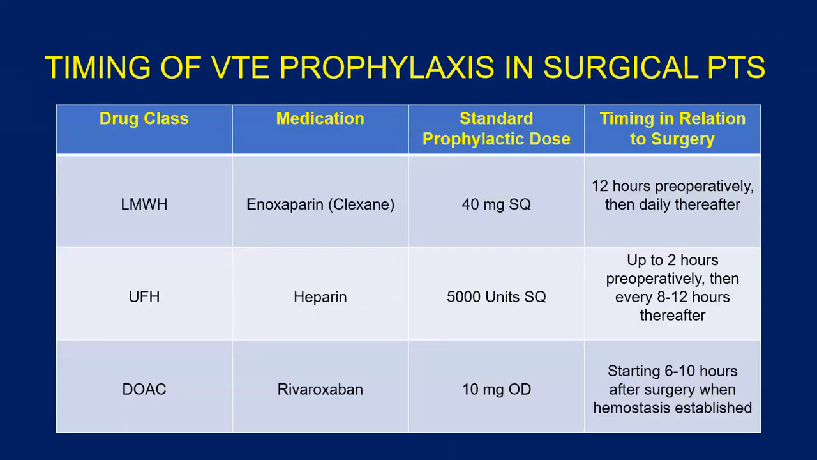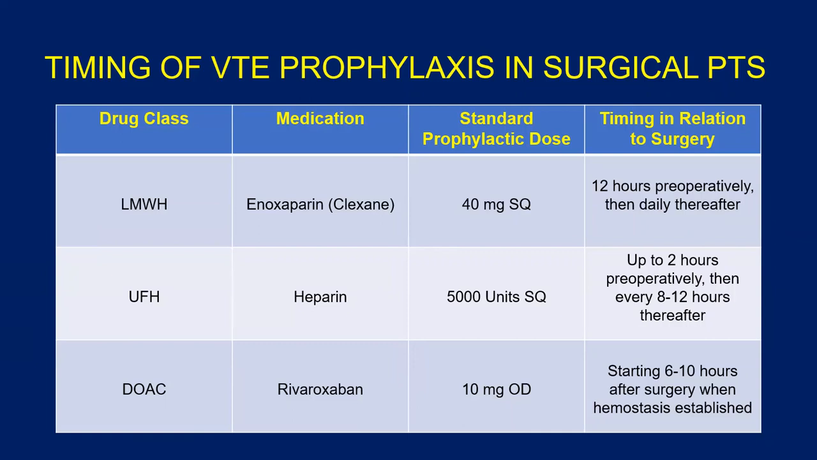So now coming to the timing of VTE prophylaxis in surgical patients. So let's say you have a patient on Clexane. The timing to stop the VTE prophylaxis prior to surgery: for Clexane, you stop it 12 hours preoperatively, and then you start it daily thereafter. So following the surgery, the next day you restart it, or immediately within about 8 to 12 hours after the surgery, you can restart it.